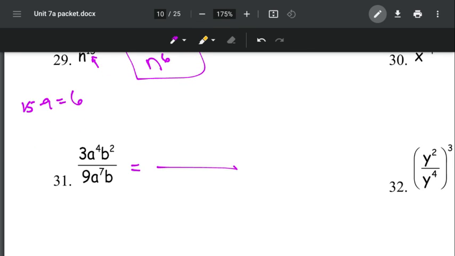Last one together. So we have 9 divided by 3 is 3. Put your answer on the bottom, bigger number. 8 to the 4 over 8 to the 7 is 8 to the 3 on the bottom. And then do your B's. 2 minus 1 is 1. Put your B on the top.